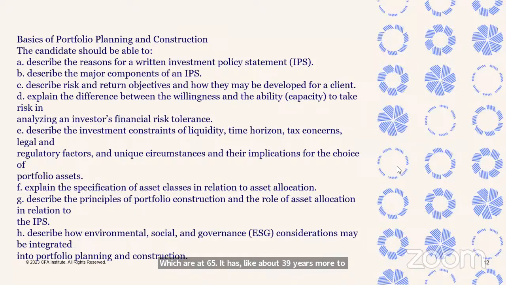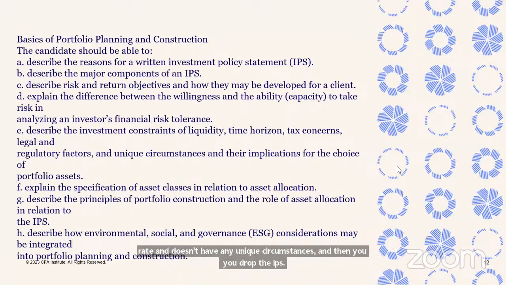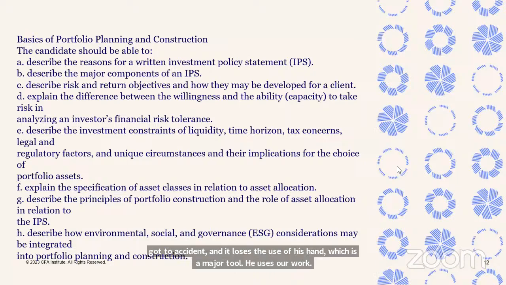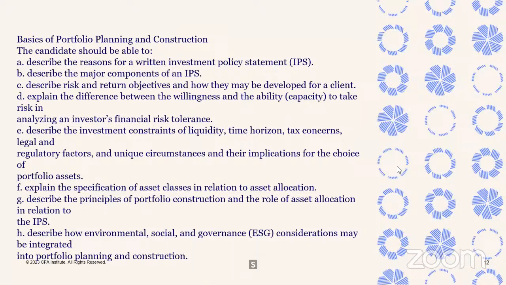For his tax, he believes that both capital gains and withholding are the same, so it doesn't really matter where you put it. He's faced with the same tax rate and doesn't have any unique circumstances. Then you draw up the IPS and agree that this will be reviewed in 3 years' time. Six months after that, he gets into an accident and loses the use of his hand, which is the major tool he uses at work. So you're not going to say, I just reviewed 6 months ago, so wait for another 2.5 years. You have to review it immediately because circumstances have changed. He might now need to withdraw more from his portfolio because he cannot work anymore. So you need to take that into consideration.